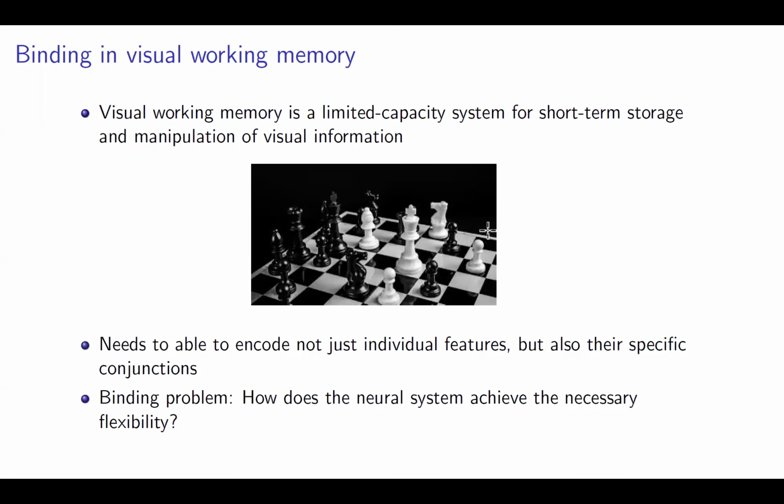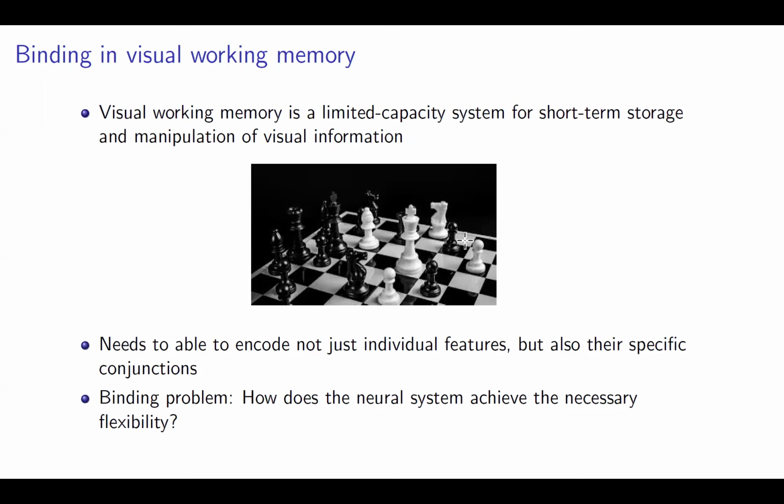So yeah, as I think everyone here knows, visual working memory is a limited capacity system for short-term storage and manipulation of visual information. And in this system, it's critical that we encode not only what features are there, but how these features are combined. What features are at what locations, what shapes are associated with what colors.